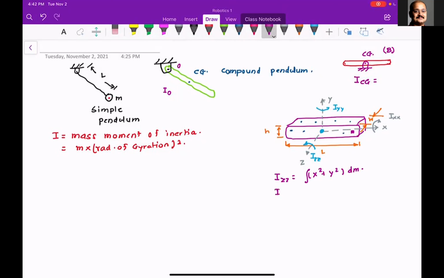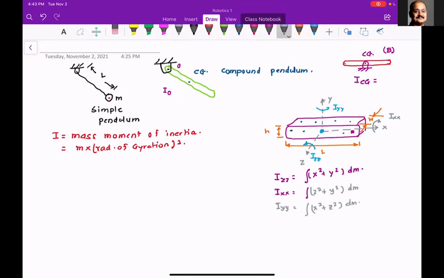If I want to find out the mass moment of inertia about IXX, again, it is the mass multiplied by the radius of gyration square. The radius is, for example, the square root of x square plus y square. About x, the radius is going to be z square plus y square dm. And about y, as you can see, that radius is going to be x square plus z square dm.